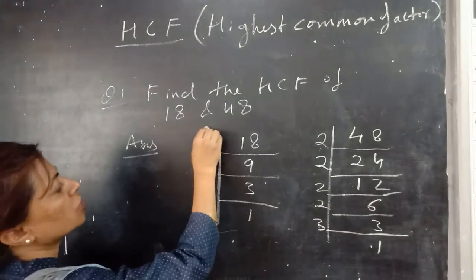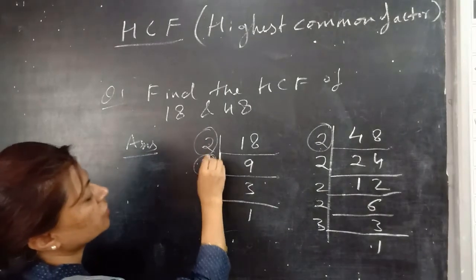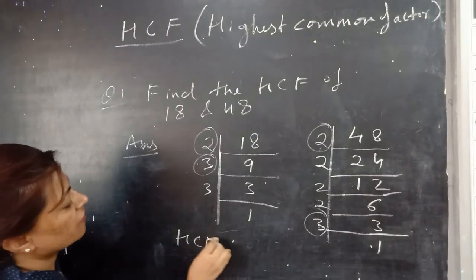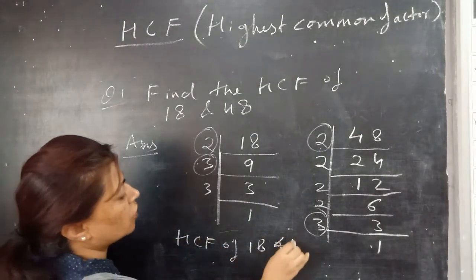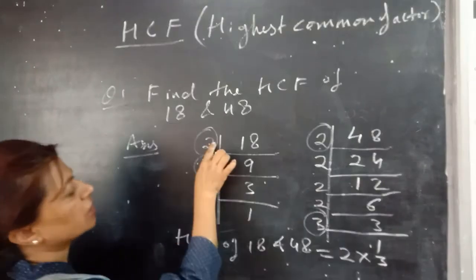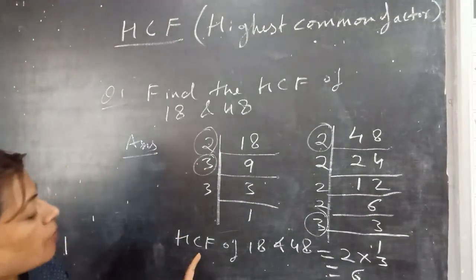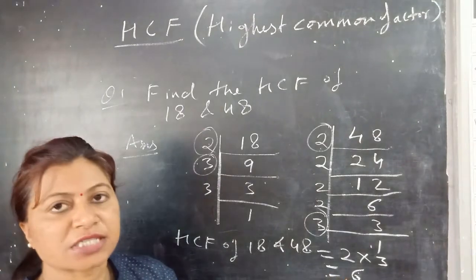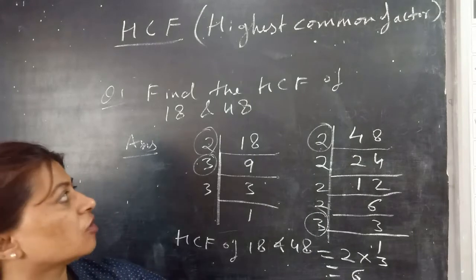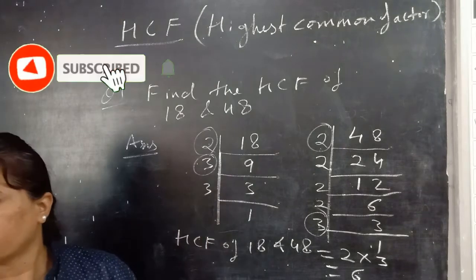Now we are going to find out the common factors. 2 is common in both of them and 3 is also common in both of them. So here we can say HCF of 18 and 48 is 2 multiplied by 3. You have to multiply the common numbers. So the highest common factor of 18 and 48 is 6. This is the main process through which you can find the highest common factor of any given numbers, whether 2 numbers are given or 3 numbers are given.